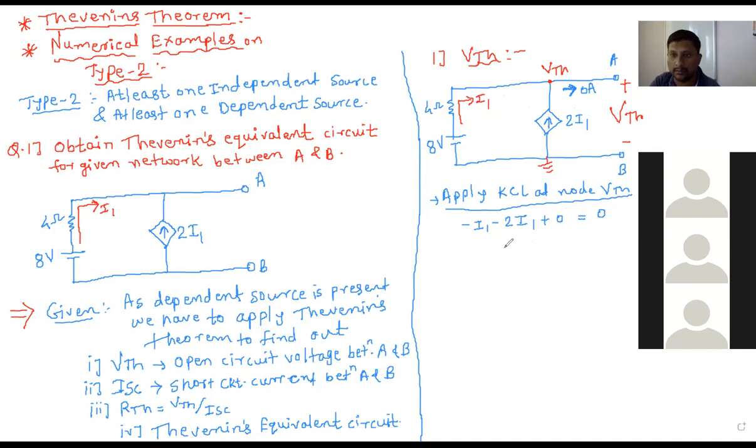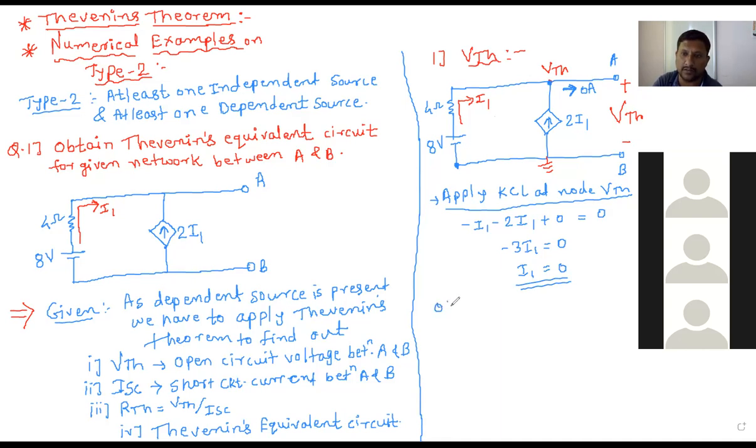So minus 3I1 is equal to what? 0. I1 is equal to 0 divided by minus 3, which means 0. So this is my answer for I1. Now I got I1 as 0. Now what is the value of VTH? Simply I will apply Ohm's law between these 2 points.